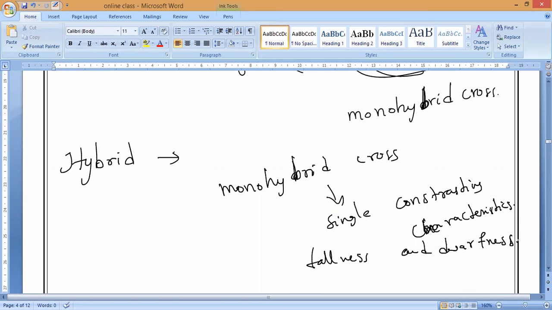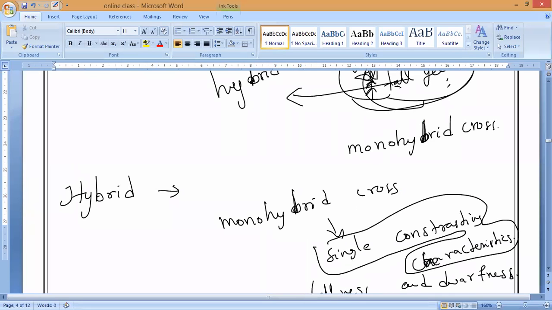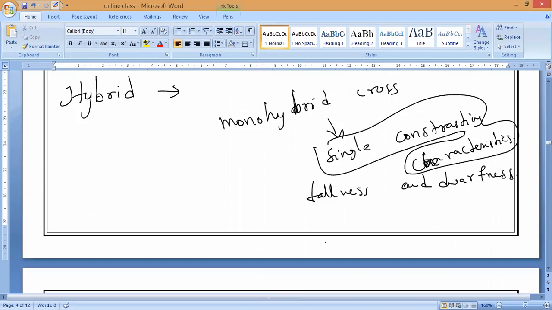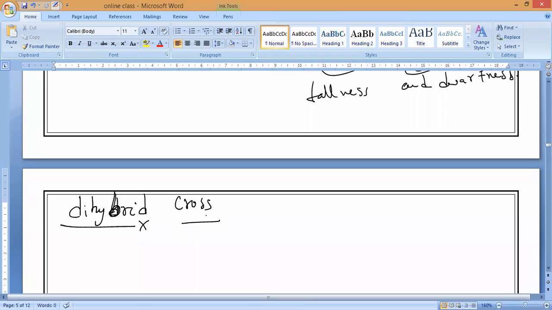Now if we breed two plants having two different contrasting characteristics. Monohybrid means a single contrasting characteristic. Now if you go with two contrasting characteristics each, then we get new plants, and that is what we call a dihybrid cross. Understand? Dihybrid means two contrasting characteristics. Please write it: dihybrid cross.